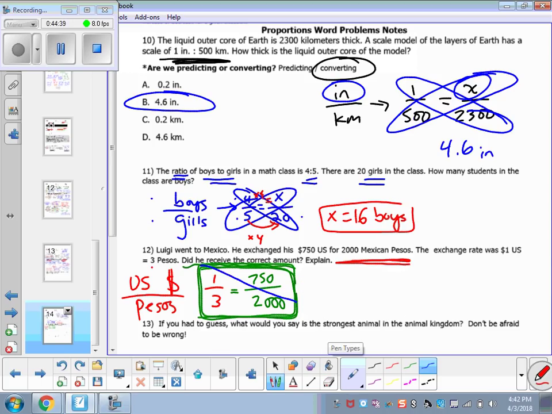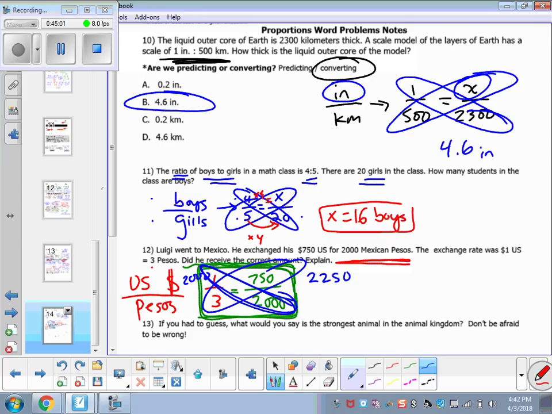If we cross multiply, 750 times 3 is 2,250. When I multiply 1 times 2,000, it's 2,000. So once again, they're not the same.